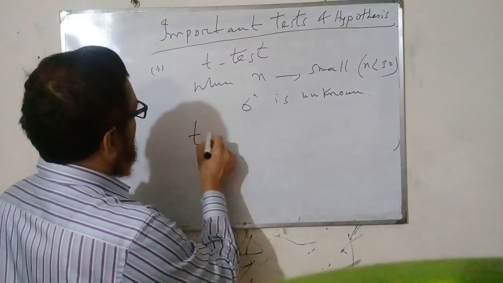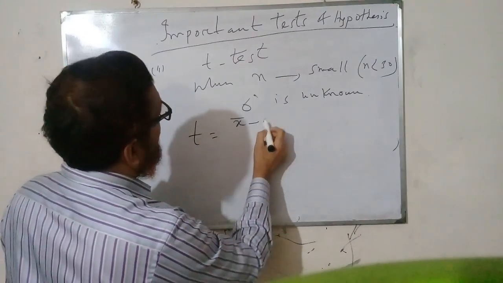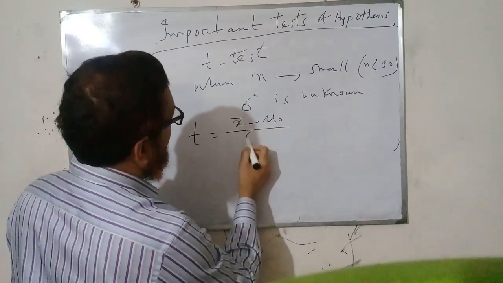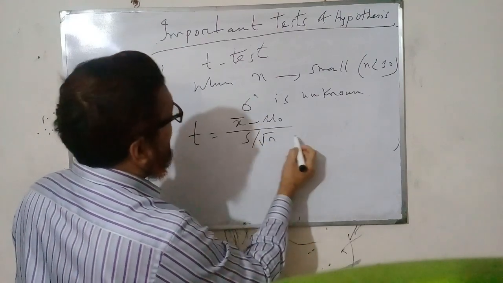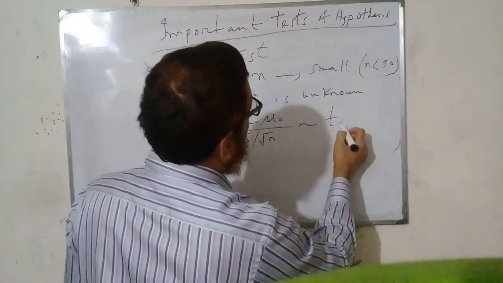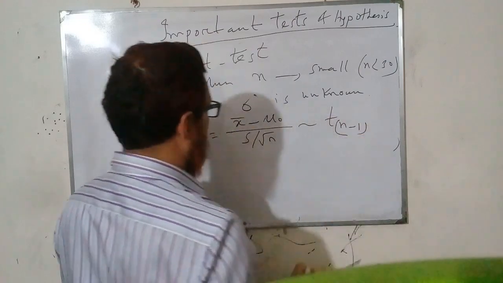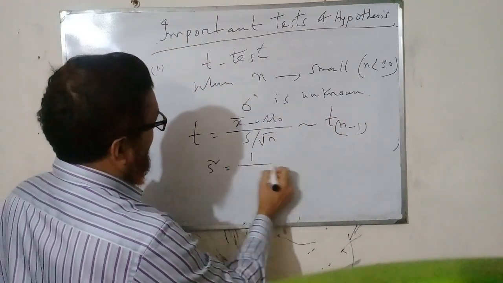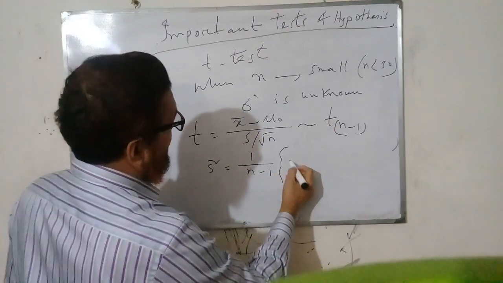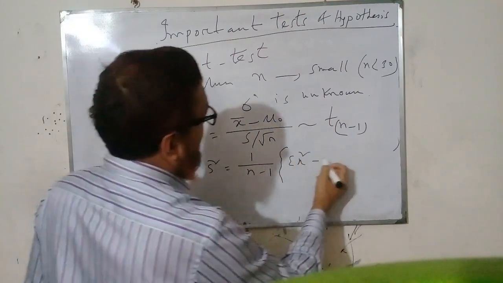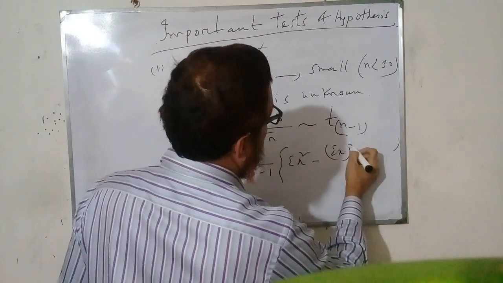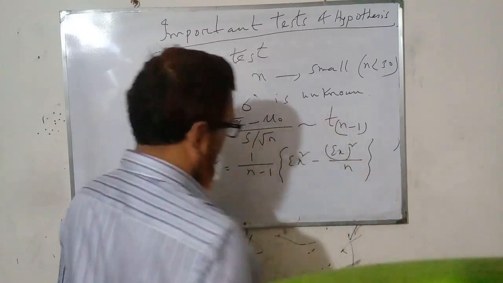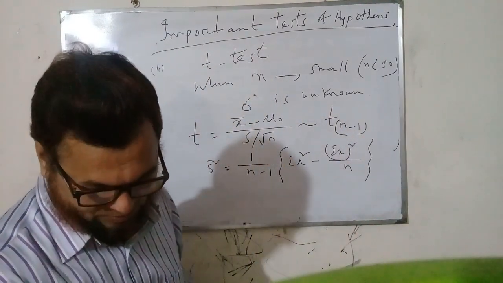The formula is t equal to x bar minus mu 0 divided by s over root n, which follows t distribution with n minus 1 degrees of freedom. Here s square equals 1 by n minus 1 times summation x square minus summation x whole square by n.